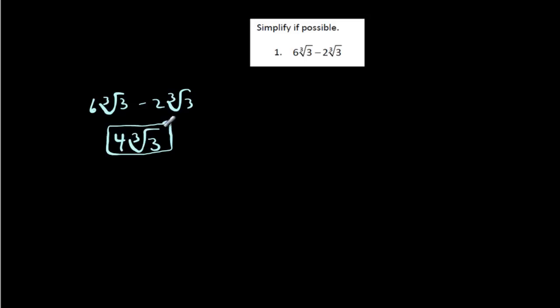So we have subtraction of two cube roots. Remember, in order to add or subtract radicals, you have to have the same index and the same number inside the radical, which both of these do. So 6 cube root of 3 minus 2 cube root of 3 is going to be 4 cube root of 3. And that's your answer.